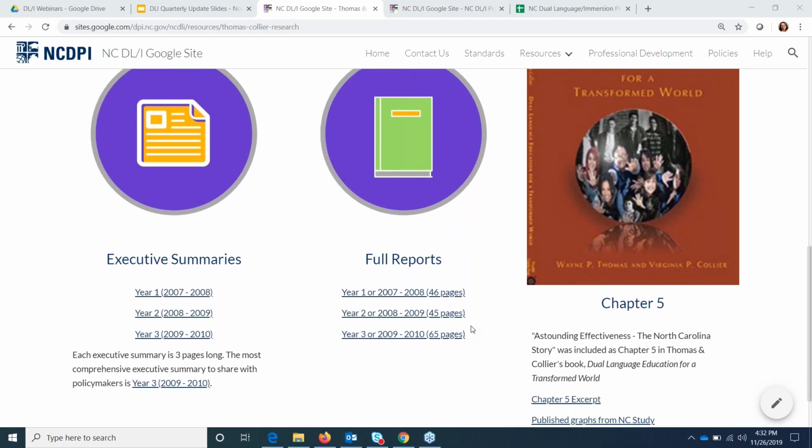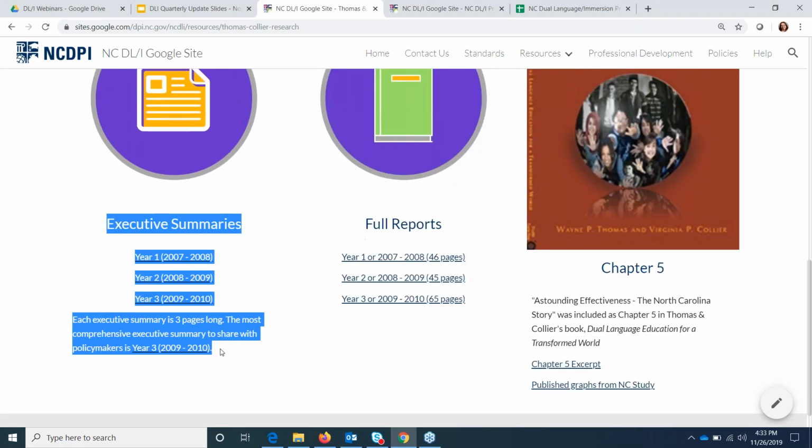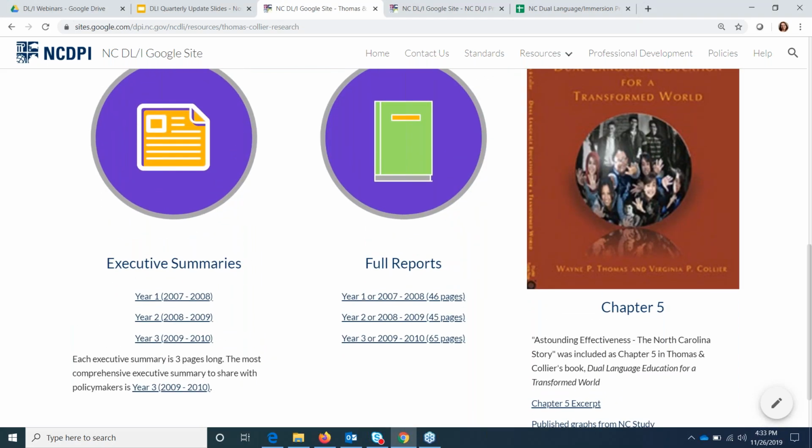One thing we do recommend when people ask, what's the quick overview of their research, is in fact to go to the executive summaries. All of the executive summaries are good, but we believe the year 3 kind of pulls everything together, so that may be the one to start with. But obviously, if you want more reading, there are the reports and the entire chapter. So there's a lot there.